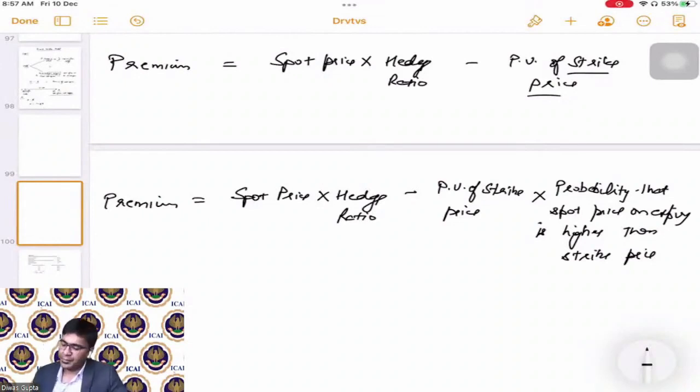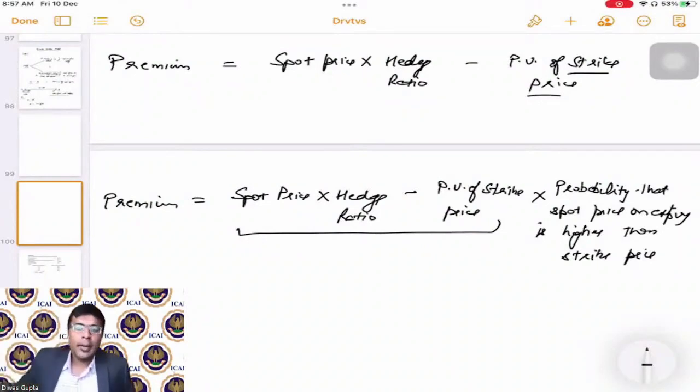See, till now we were settled, correct? Our understanding will settle till now. But as I said, if you are taking the present value of strike price in all the cases, you are making an assumption that whatever is the price, every time this option will be exercised, correct? But that is wrong. Option will only be exercised if the spot price is higher than the strike price, correct? So hence, we cannot ignore the fact that there is a probability attached to the spot price on expiry being higher than the strike price. That probability will have to be taken care of.